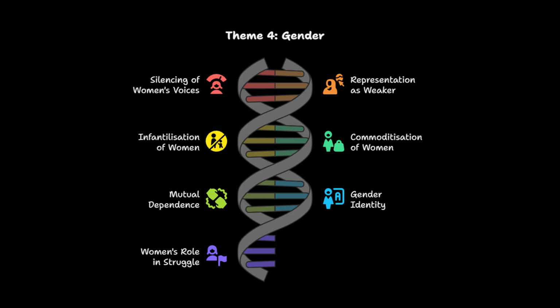Another major way in which gender is presented is through the commoditization of women in the novel. Commoditization, for those of you who do not know, is the taking away of value from something and making it something to be bought and sold, just like any produce in a shop. So women are thus treated as commodities in the story.